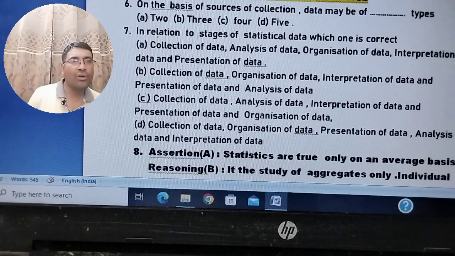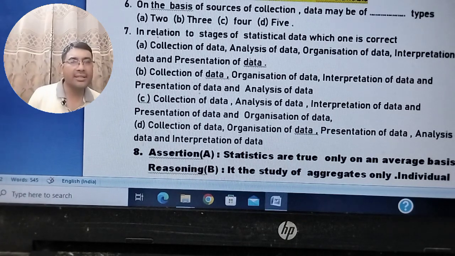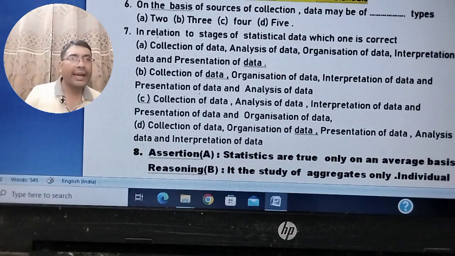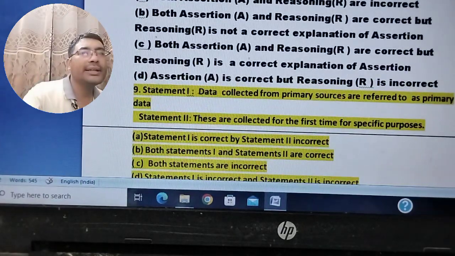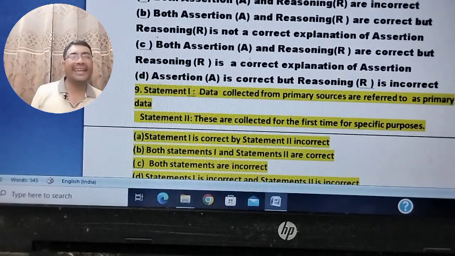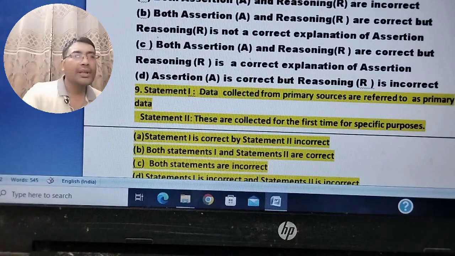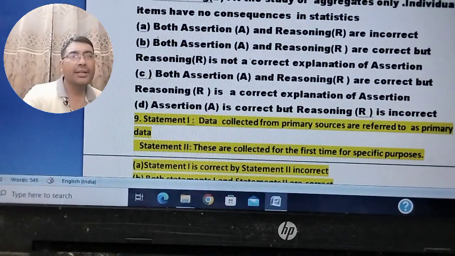So the right stages of data are collection of data, organization of data, presentation of data, analysis of data, and interpretation of data. So the right answer for question number 7 in relation to stages of statistical data is D. And let's go to question number 8.